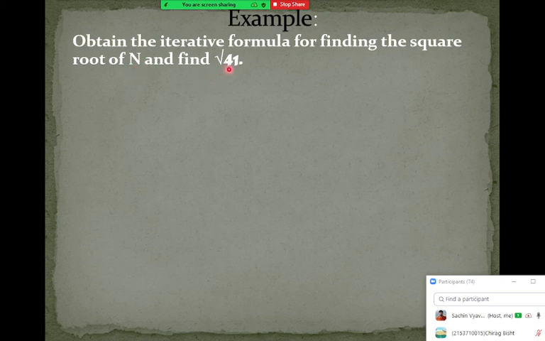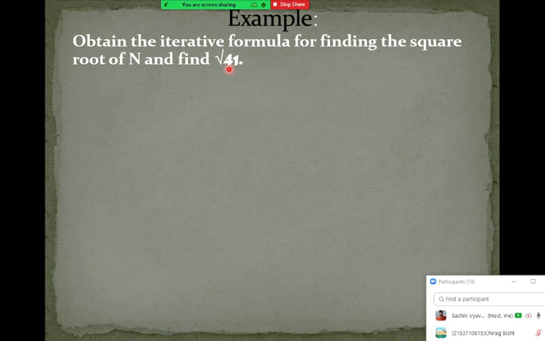Remember, you have the final answer with you already. What is the root 41? Yes, anyone? You have to use a calculator definitely. 6.4, yes, 6.4031. So this one is the answer you are going to get.